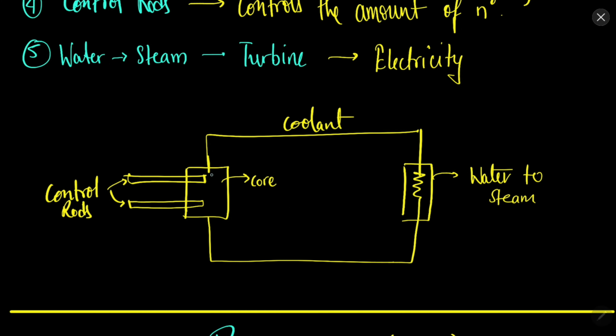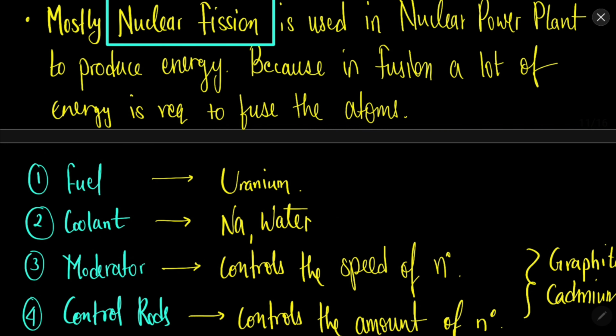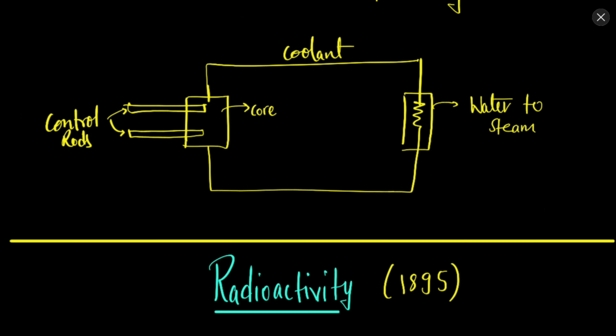So let's say this is the main core where the uranium is there. These are the control rods which control the amount and speed of neutrons. So the fission will occur in this core. Energy will be released, so that energy will be carried by this coolant pipe. It will take out the energy and give off the energy to the water. Water will get converted to steam, and then that steam will rotate the turbine to produce electricity. So this is how nuclear power plants work.